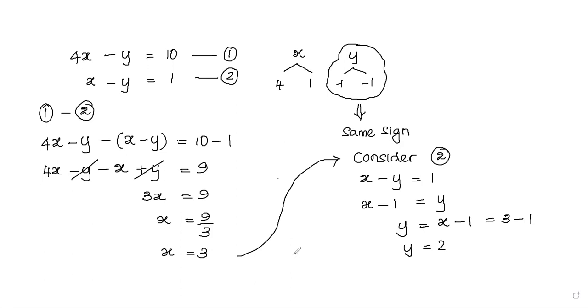Okay, so then you want to conclude your answer. How? You write there that x is equal to 3 and y is equal to 2. Right? So this is how you solve simultaneous equations and find the unknown values if you find the same sign of the coefficient of the eliminating variable.